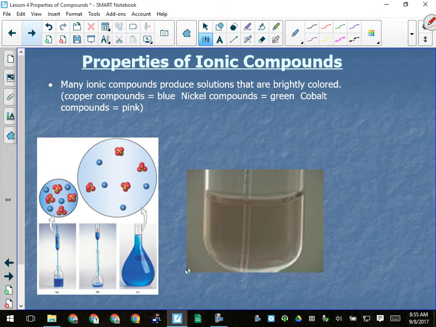If I've got a blue crystalline solid, chances are it's got copper in it. If I've got a green crystalline solid, chances are it's got nickel in it, and things like that. So that's something I would want to watch for, because on Tuesday you'll have that set of unknowns, but you'll also have a list. These are their possible identities.